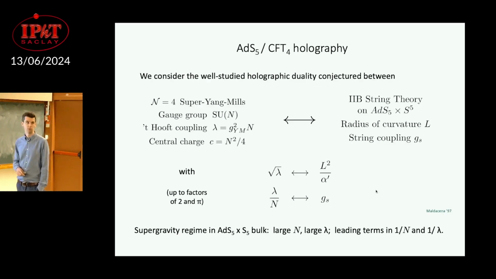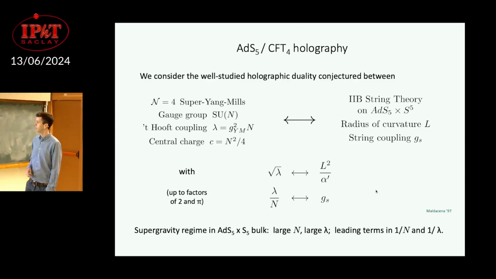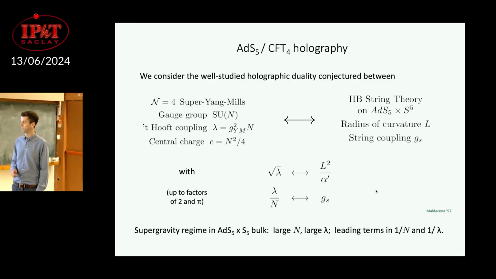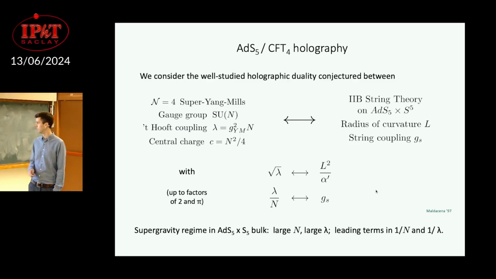And just because we're a broad audience, let me flash the canonical slide introducing this holographic dictionary between N=4 super Yang-Mills and type IIB theory on AdS5 times S5. Okay, so there's an explicit map between the parameters on the two sides of the duality. And I'll be working in the supergravity regime in AdS5 times S5. That means I'm at large N and large lambda and taking always the leading terms in 1/N and 1/lambda.